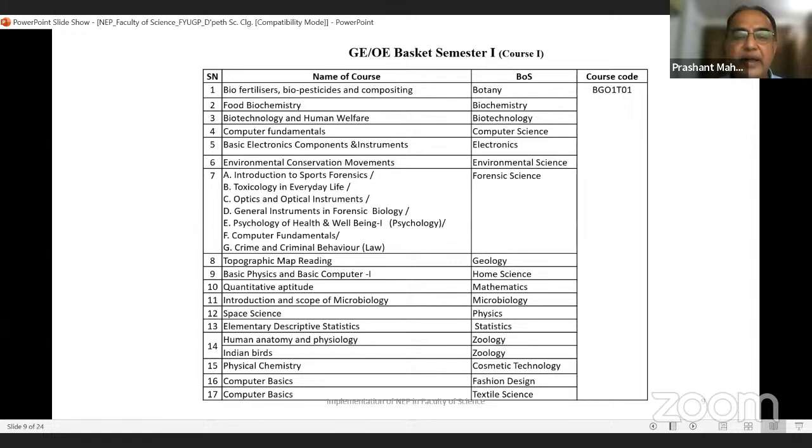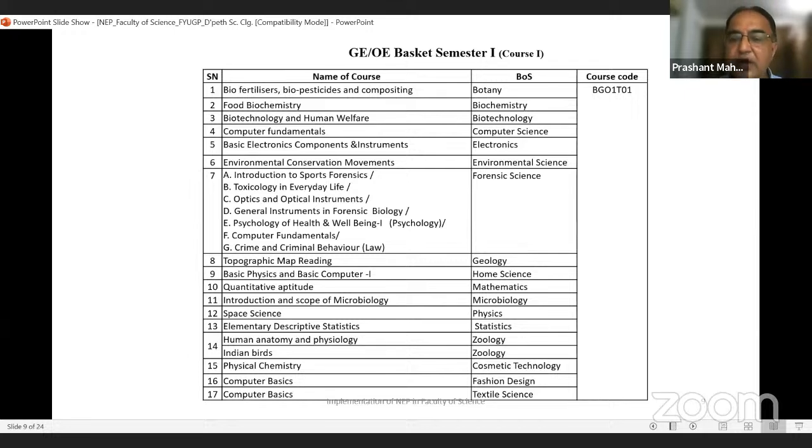If a student takes this toxicology in everyday life, if a student of physics opts this open elective, or if a student of humanities or commerce opts this elective, he will be able to understand something really fantastic. And God knows that tomorrow he will pursue his career into this field of forensic science, which has a lot of opportunities of employability. But unfortunately, we have only one college in the University of Nagpur.